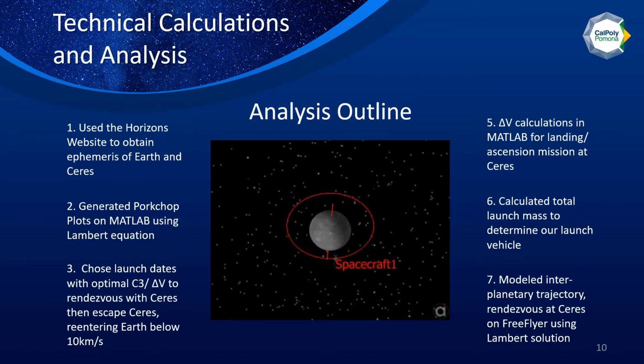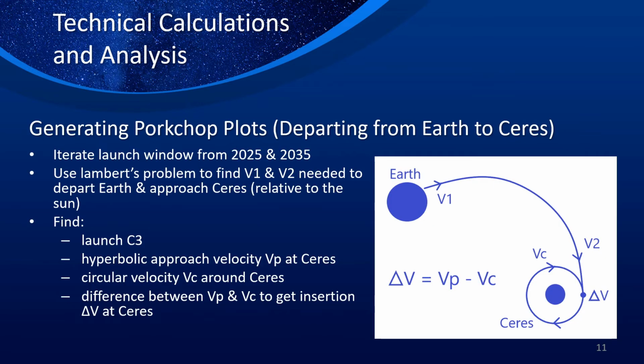Continuing on to technical calculations and analysis, this slide presents a summarization of our process in creating our mission. From Horizons website ephemerides, we can generate porkchop plots for C3 and delta V insertion to Ceres and delta V back to Earth. From the porkchop plots, we are then able to choose optimal C3 and delta V values to insert into Ceres and a delta V value to return to Earth. Delta V's for our descent and ascent mission is obtained, and from there, we can calculate how much propellant is needed. This adds to our mass, which drives our selection for the launch vehicle. And finally, using the Lambert problem, we are able to model the trajectory on FreeFlyer.